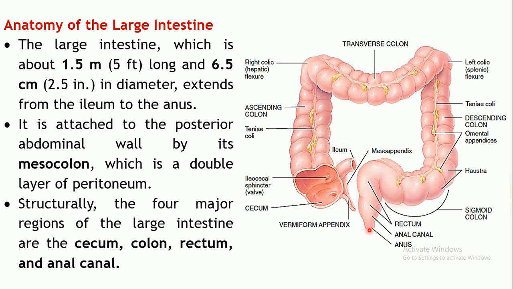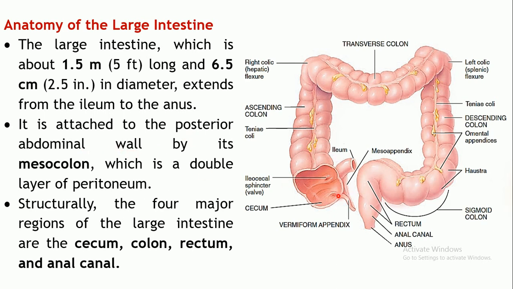Now this large intestine is attached to the posterior abdominal wall by the peritoneum. It's a double layer of the peritoneum called the mesocolon. As we have seen, there are different folds of the peritoneum, right? One of which was the mesocolon. So this mesocolon attaches the large intestine to the posterior abdominal wall.